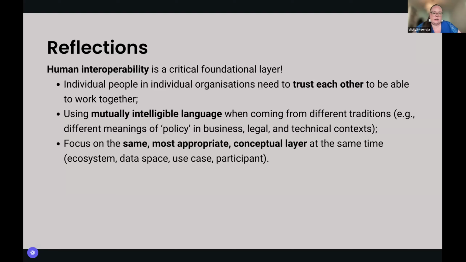So are we discussing the ecosystem? Are we discussing the entire data space? Are we discussing this particular use case? Are we discussing this participant when we're talking about, for example, the business model, you know?